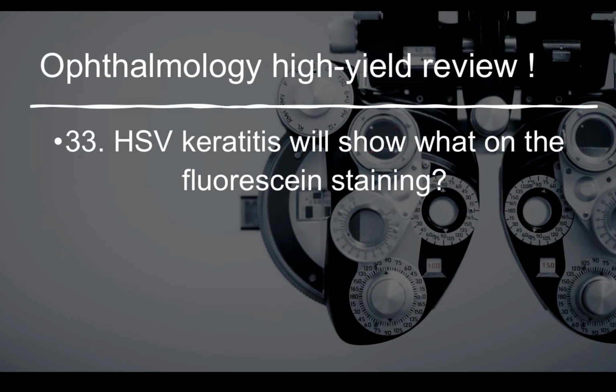HSV keratitis will show what on a fluorescent staining? HSV will show that branching, that tree branching. So if you see a tree branching on an image, you should be thinking HSV.